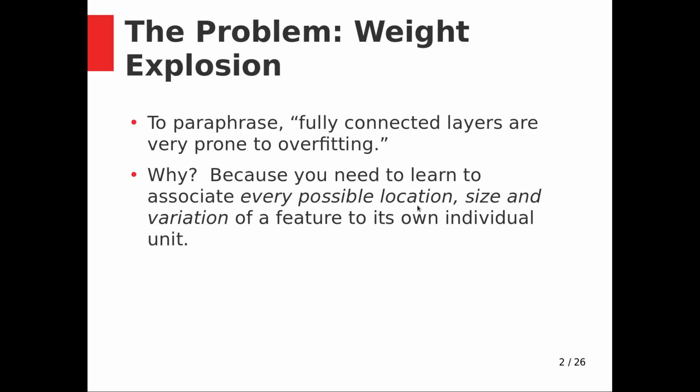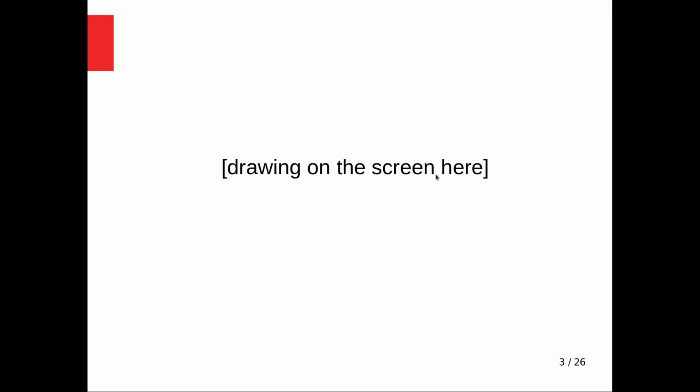Alright, so the problem that they're trying to solve, to paraphrase from a thing I believe I said in class, I may have been getting from a paper, fully connected layers are very prone to overfitting. Why? Because you need to learn to associate every possible location, size, orientation, and variation of a feature to an individual unit. Okay? So I'm going to attempt to sketch on the screen why that would be the case.